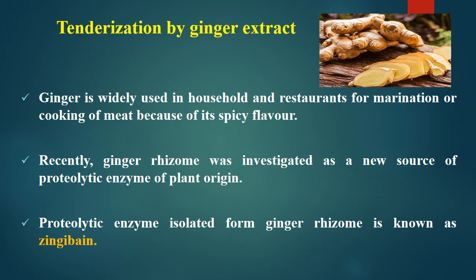Now recently ginger rhizome was investigated as a new source of proteolytic enzyme of plant origin. There are a few new researches in the last one or two decades which prove that the ginger rhizome has an excellent tenderizing enzyme. This proteolytic enzyme isolated from ginger rhizome is known as gingibain, and this gingibain has excellent properties for tenderizing of meat.